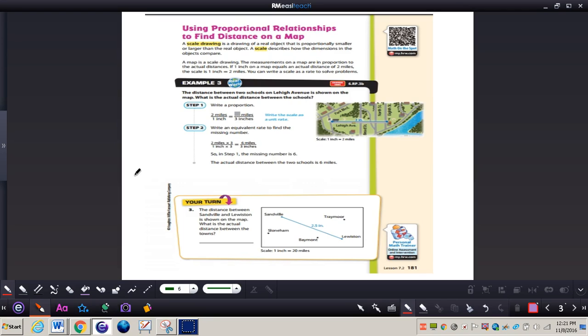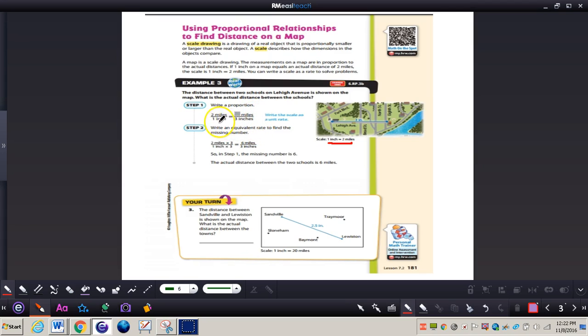So let's take a look at this example number 3. It says the distance between 2 schools on Lehigh Avenue is shown on the map. What is the actual distance between the schools? So we can see within our map the scale, first of all, that 1 inch equals 2 miles. Now the ratio 2 miles to 1 inch we have right here. We can write this as a proportion. So 2 miles to 1 inch, but we can see that the distance between schools actually is represented by 3 inches. Now we don't know how many miles that is yet.